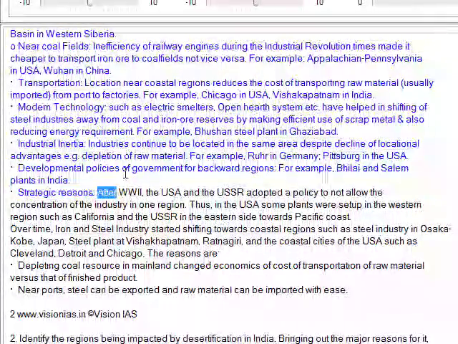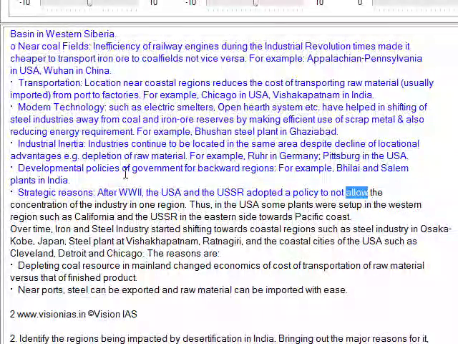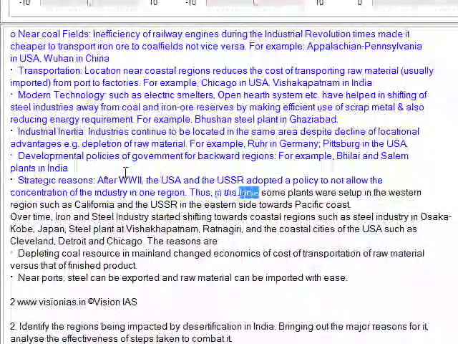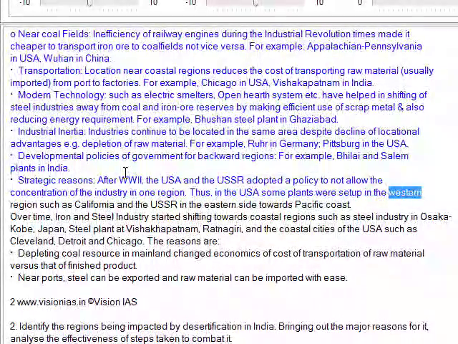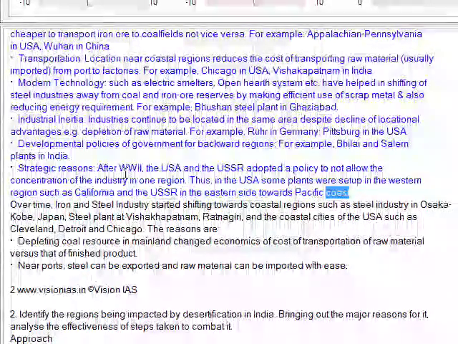Strategic reasons. After World War II, the USA and the USSR adopted a policy to not allow the concentration of the industry in one region. Thus, in the USA, some plants were set up in the western region, such as California, and in the USSR in the eastern side towards Pacific coast.